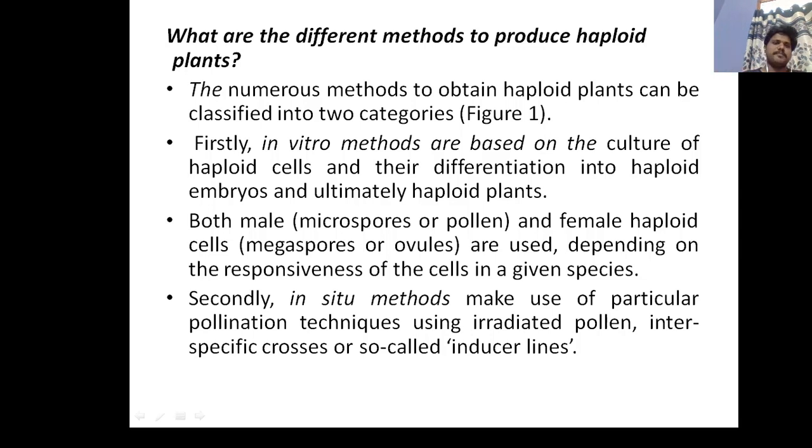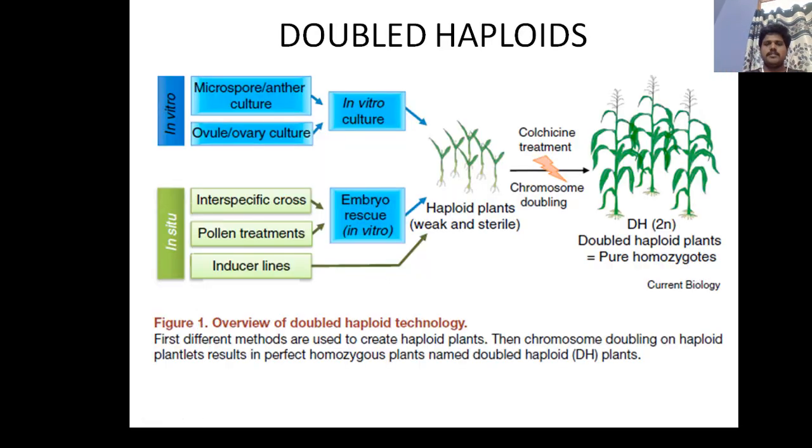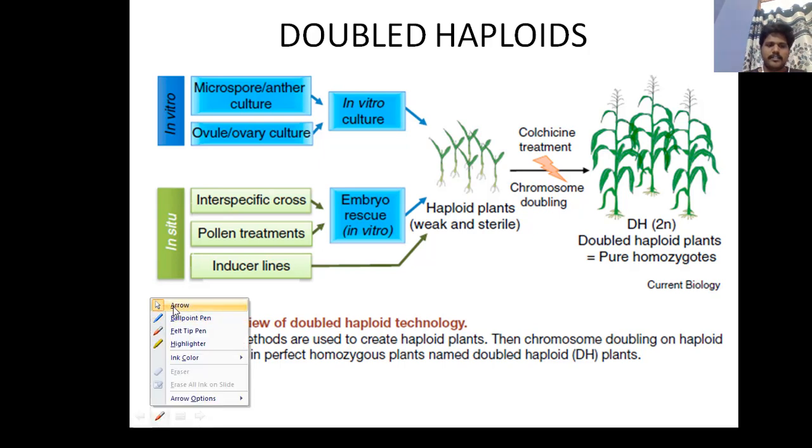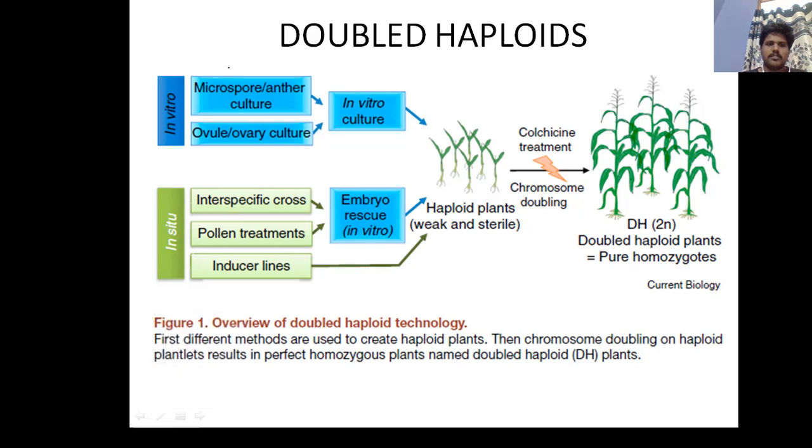There are numerous methods, which can be categorized into two. The first one is in vitro methods and the second one is in situ methods. In vitro methods can be either microspore or anther culture, or ovary culture or ovule culture. These are in vitro cultures, and there are in situ methods which include interspecific crosses, pollen treatments like pollen irradiation, or making use of inducer lines.